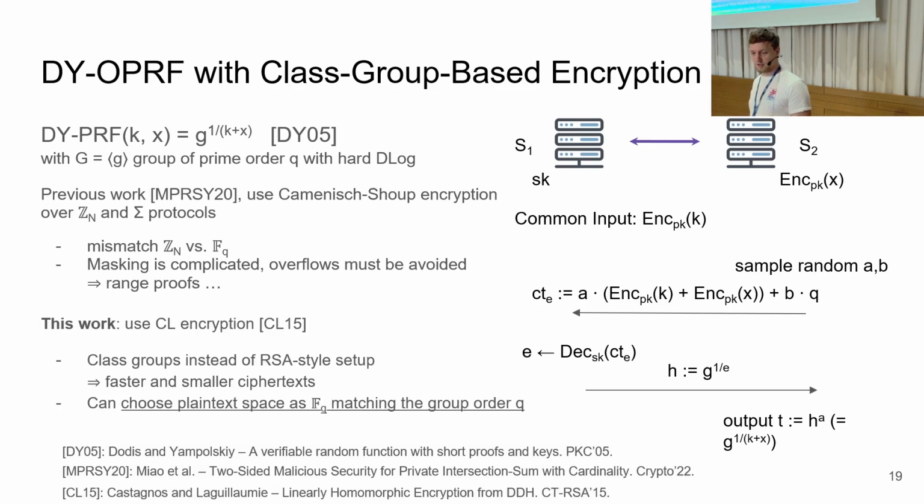So what we did instead, with Leonard's help, because Leonard is good at these things, is using a CL-based, class group-based encryption scheme, where you can make the ciphertext plaintext space and the OPRF domain the same. And that again makes your proof much simpler, at the cost of introducing some maybe non-standard assumptions.